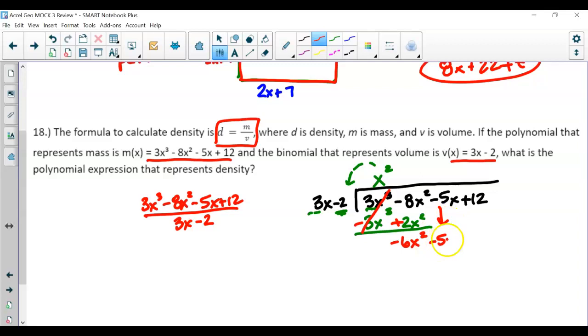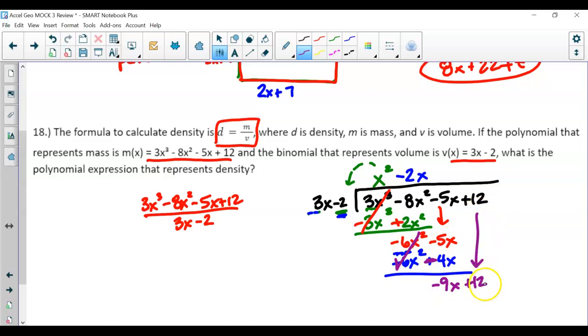Bring down the next term, negative 5x. Here we go. New first term is negative 6 divided by 3, which is negative 2, 1 less x. So now when you multiply, you get negative 6x squared, but don't forget to multiply to the negative 2 here, giving you positive 4x. Then what do we have to do? Subtract, which means change the signs of both terms. So now you've got negative 9x. Bring down the plus 12.